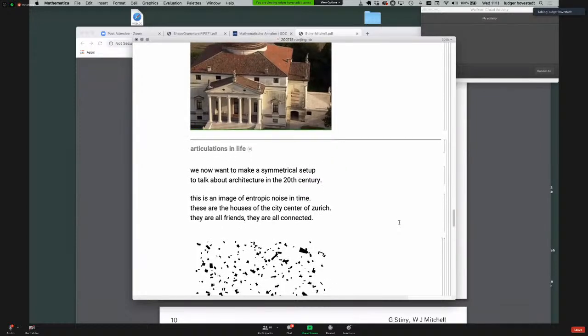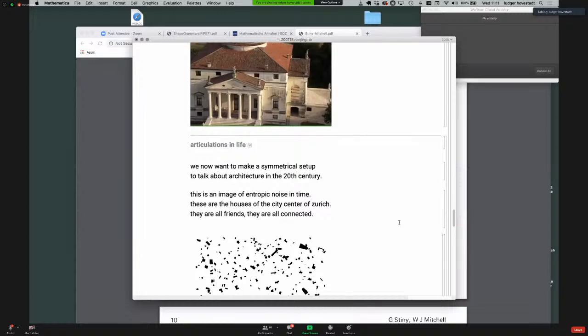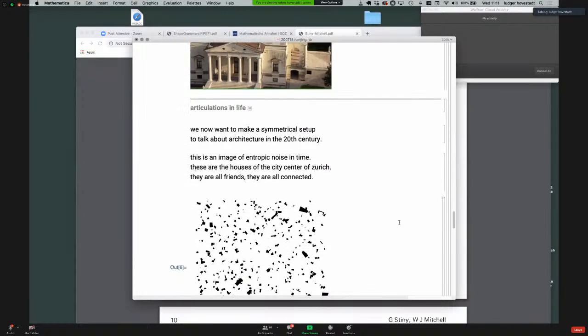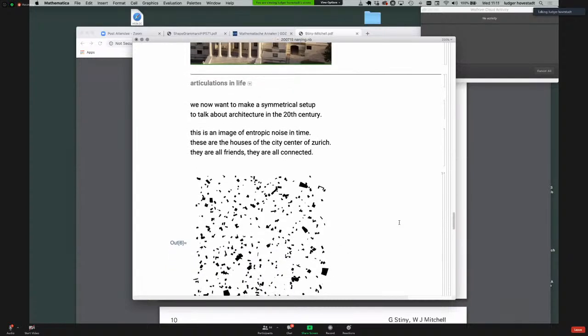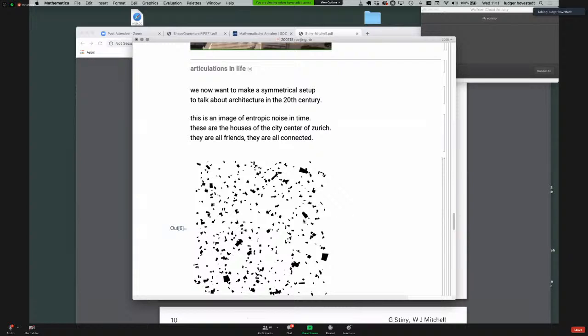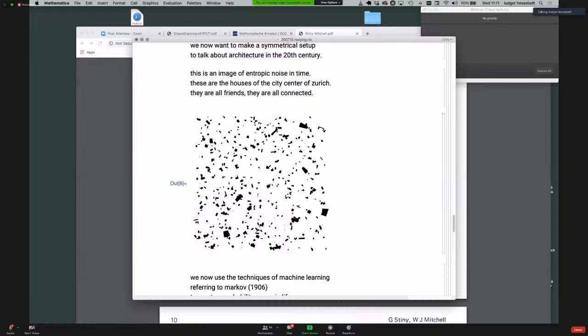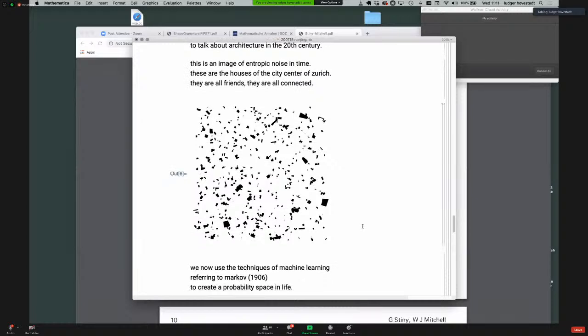Now we want to make a symmetrical step to talk about architecture in the 20th century. This is an entropic noise in time. These are the houses of the city center in Zurich. So these are all the perimeters of these houses in Zurich. They're all friends. They're all connected in an entropic way. So it makes no sense. Everybody is happy and working and so on. These are all the houses. This is Zurich.